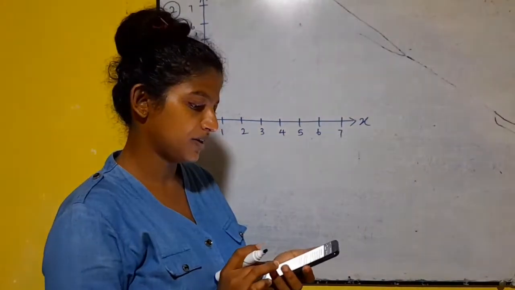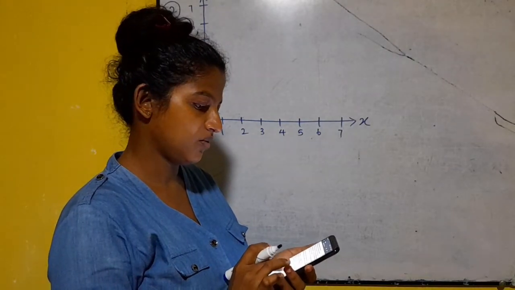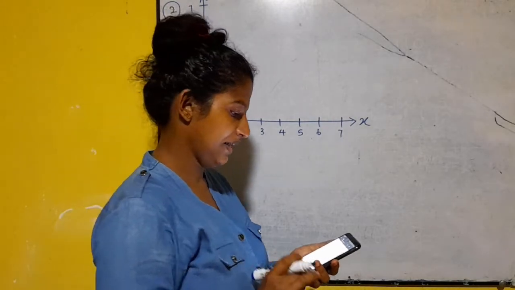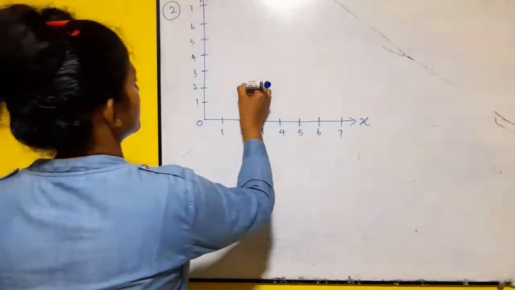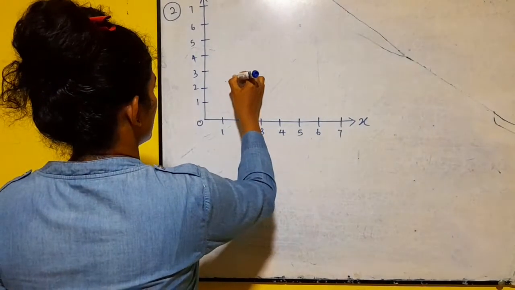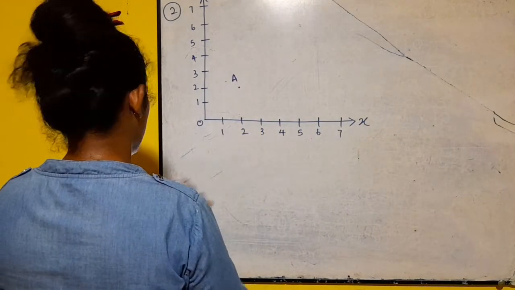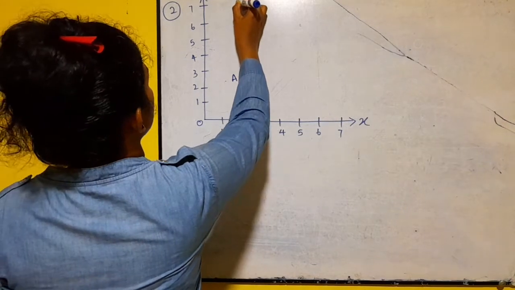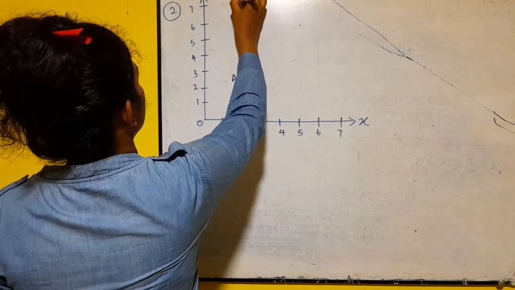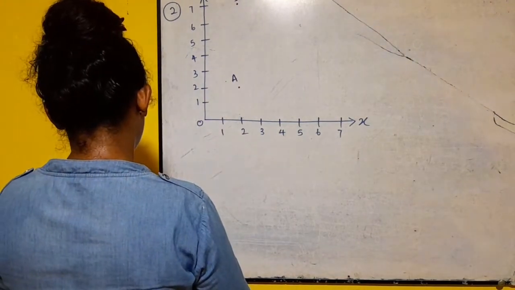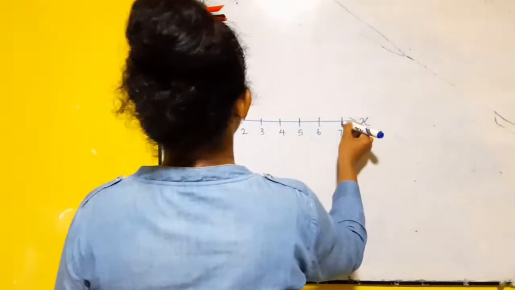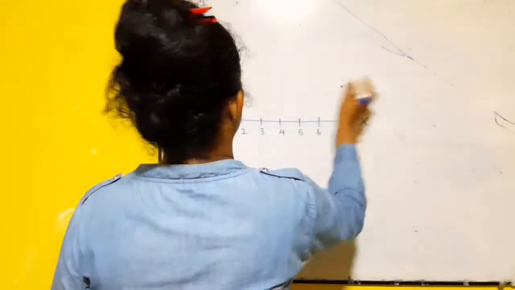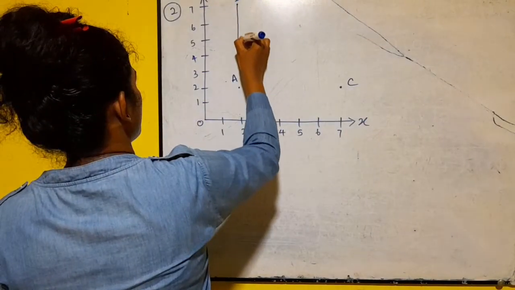Mark the following points on it and join them in order to obtain a rectilinear closed plane figure. A is (2, 2). So this is A. Then B is (2, 7): the x coordinate is 2, the y coordinate is 7 here. Then C is (7, 2). So you have to join the 3 points like this.